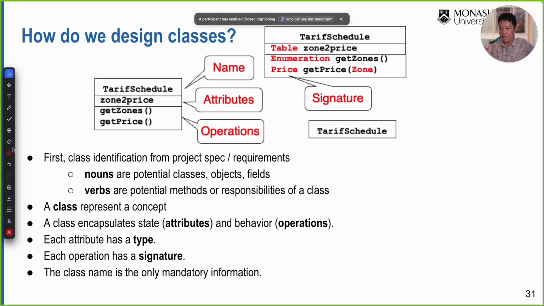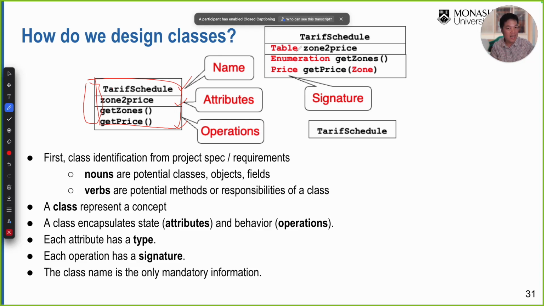First, we draw the square like this with the 3 rows. The first row we normally use to describe the name of the class. The second row we use to describe attributes of the class. The attribute can be the data that is stored as part of this class, and the operation as well. That's for the third row.